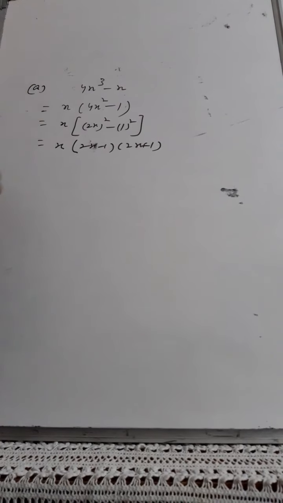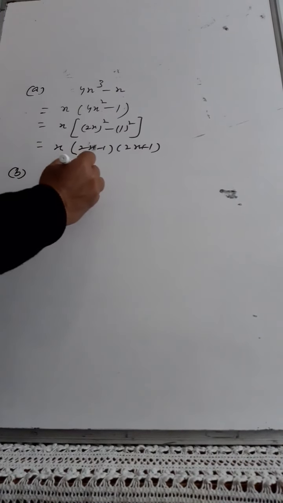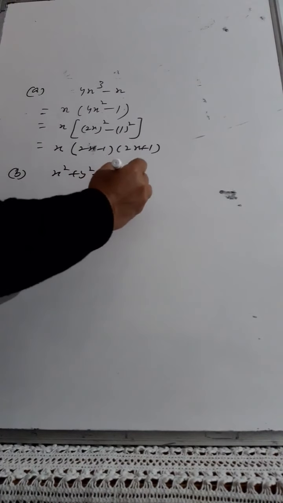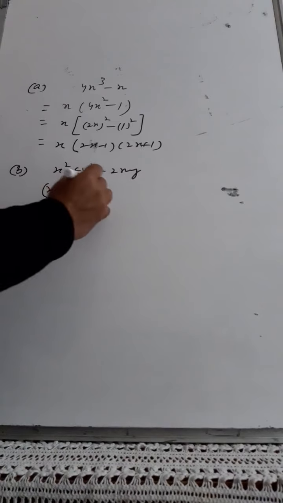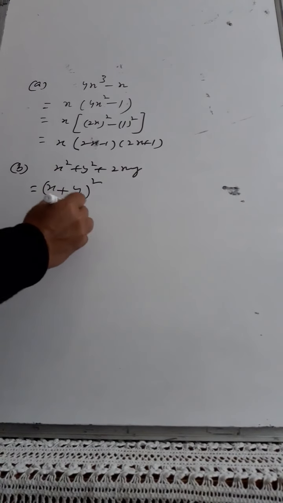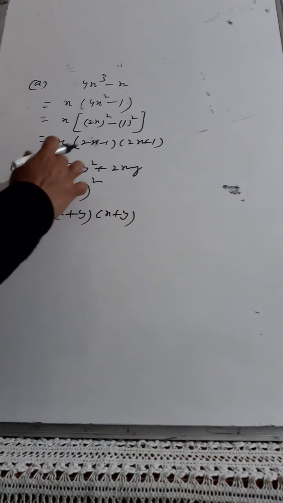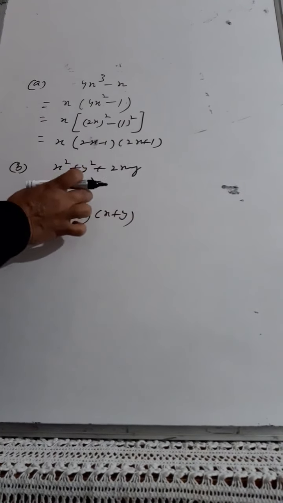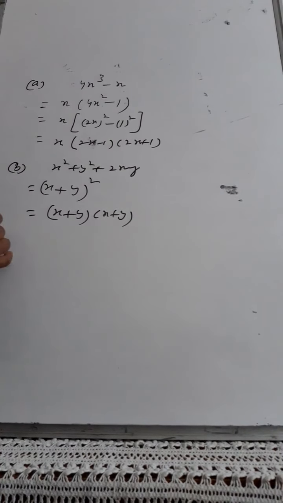Then the second was you have to factorize x square plus y square plus 2xy. Simply that is x plus y whole square if you see, and your factorization for the same will be x plus y into x plus y. A square plus b square plus 2ab is always equal to a plus b whole square, and that can be expanded in terms of factors x plus y into x plus y twice.